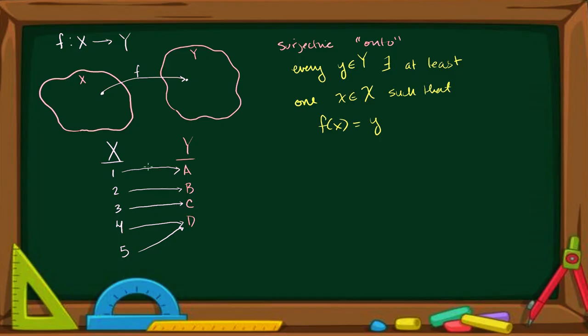This is an example of a surjective function. So these are the mappings of f right here. This function right here is onto or surjective. Why is that? Because every element here is being mapped to.